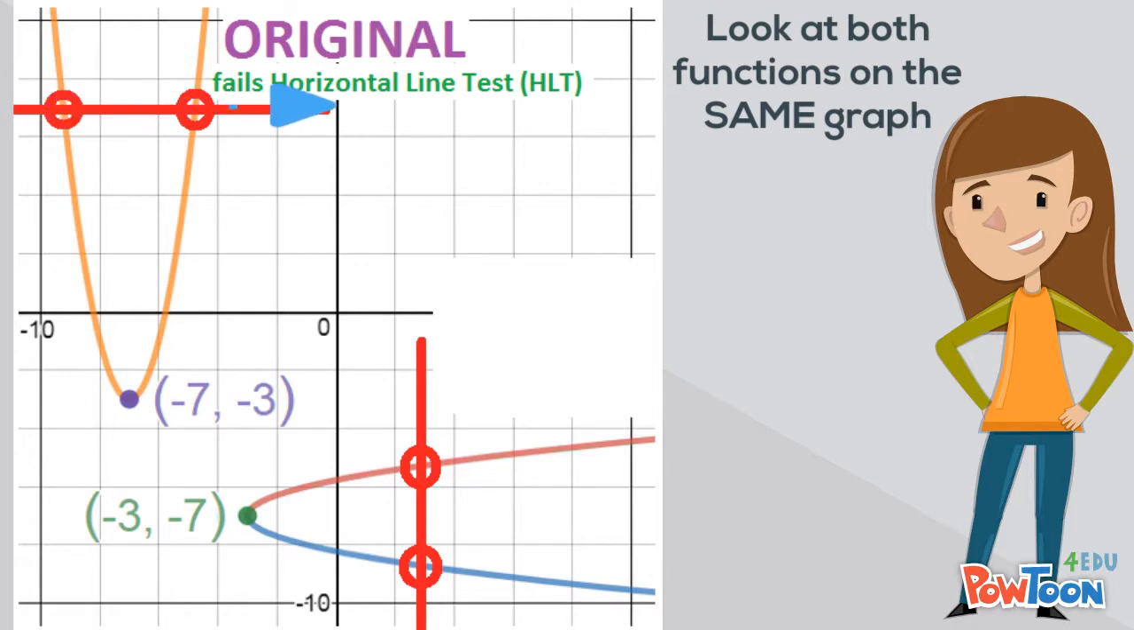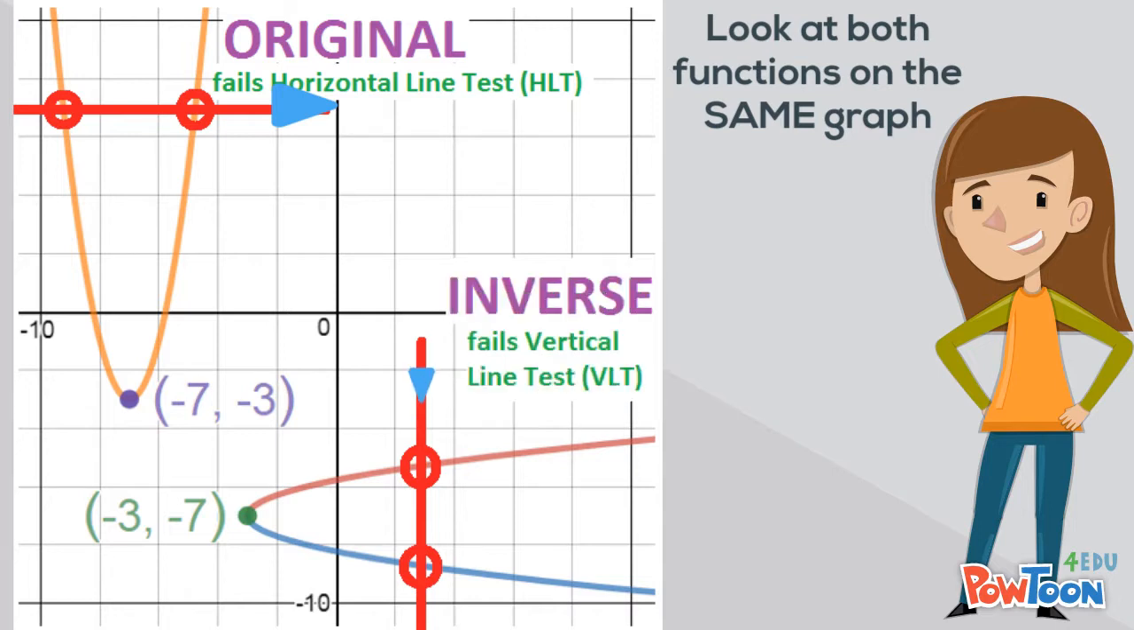Let's now compare both graphs. The original graph failed the horizontal line test. This told us that its inverse would not be a function, and we can see this to be true. The graph of the inverse that's on the right side here shows us it fails the vertical line test, meaning right now the inverse is not a function.